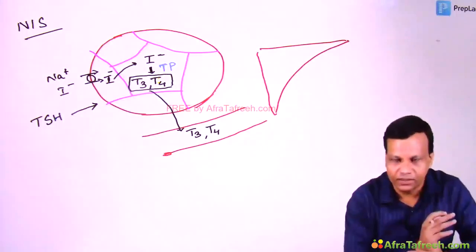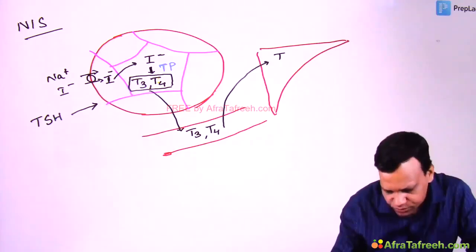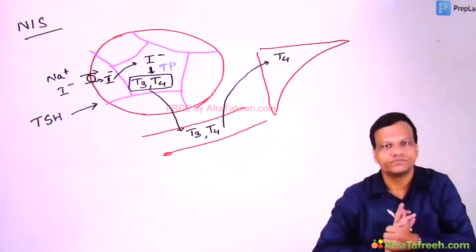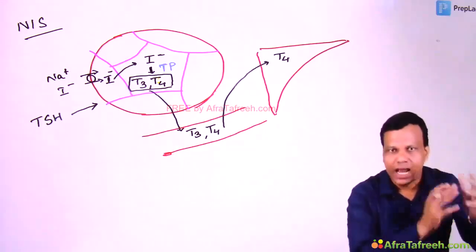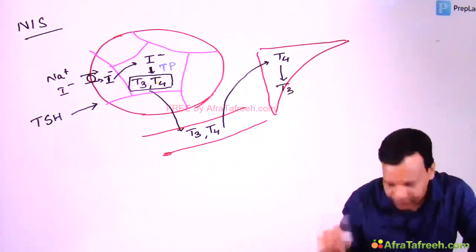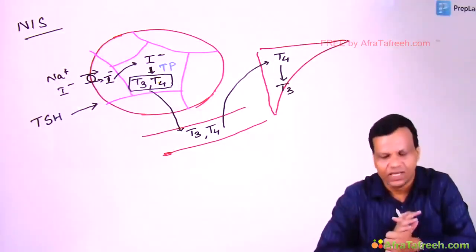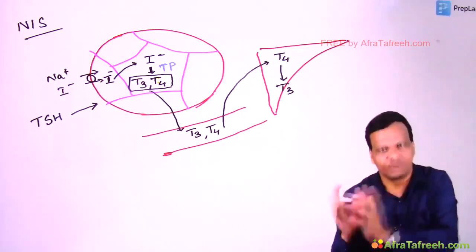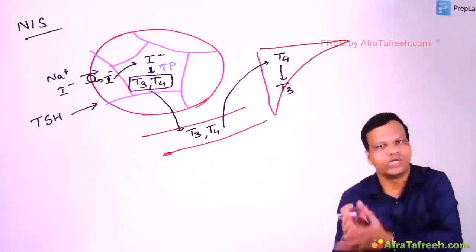So what will happen? Now this T4 will go into the peripheral tissues, like liver, muscle, adipose tissue. And in these tissues, T4 will be converted to T3. This is known as peripheral conversion. As the name says, in the peripheral organs T4 is converted to T3.